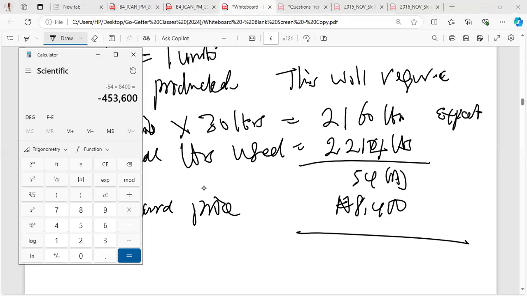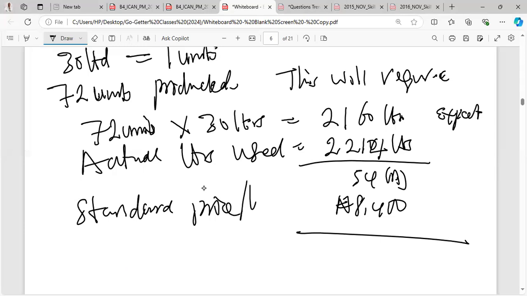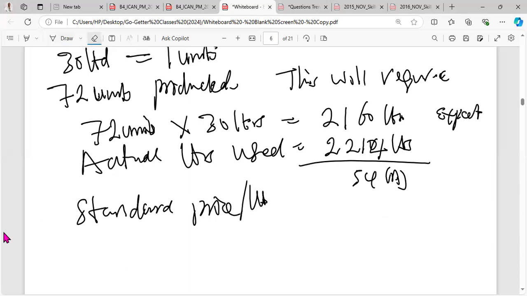Standard price per liter. Standard price per liter is not 8,400. It's supposed to be 8,400 divided by 30 liters. That's what I should have used. Let me now divide it by 30.